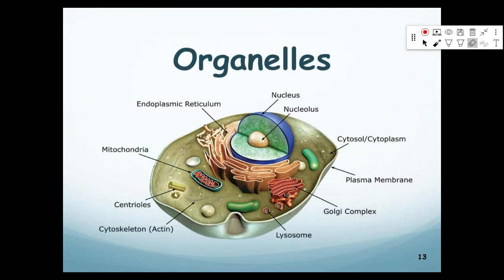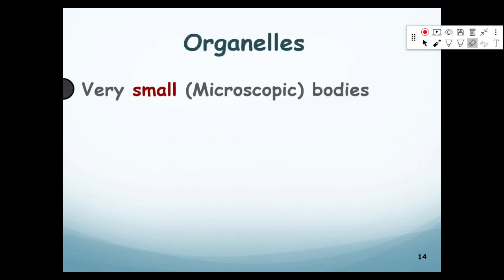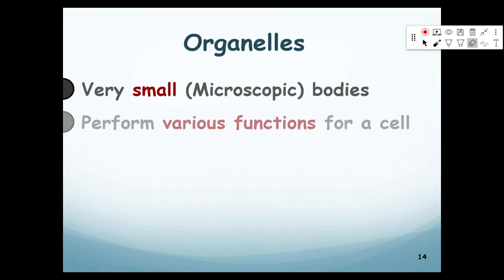And so let's look at these organelles in more detail. And remember, when we talk about organelles, we're just talking about microscopic bodies. An organ is, again, think of it like our heart or our lungs or our brain, but at a microscopic level and inside of our cells. It performs various functions for a cell.